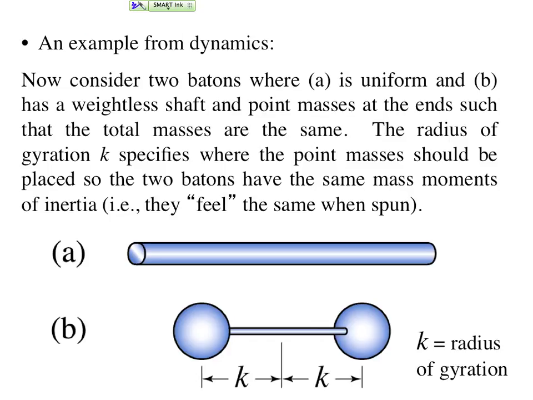In the case of the actual baton, the mass is distributed and the mass moment about the x-axis is defined from the integral. In the case of the contrived baton, all the mass is concentrated at radial position k sub x. The mass moment of the body is k sub x squared times m and is equal to the mass moment of inertia of the actual baton.